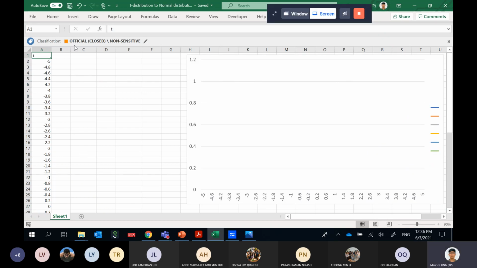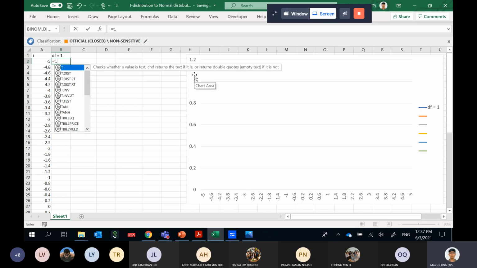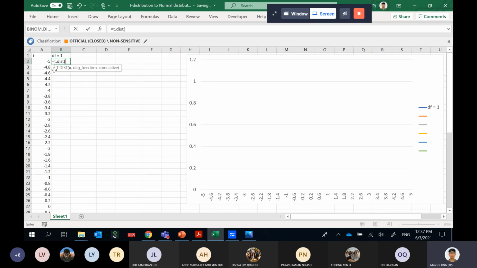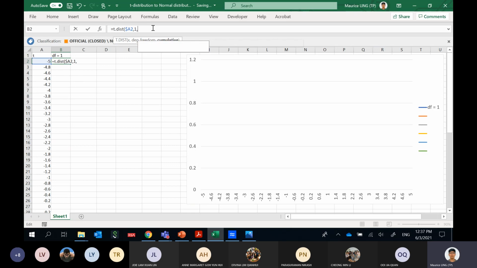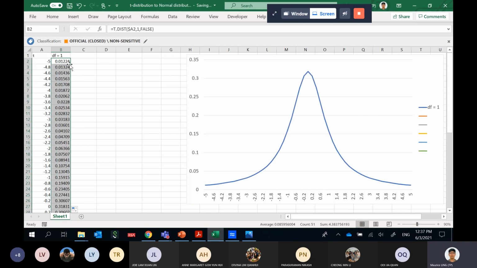I don't have to do it, just look at me doing it. So the first one I want to look at is degrees of freedom equals 1. That means sample size of 2. Okay. So let me just match it up. And I say that my T distribution is the value here. So I will just lock it up. Okay. Degrees of freedom is 1 and false. So this is my value. This is my distribution curve. Not too bad, not too bad.